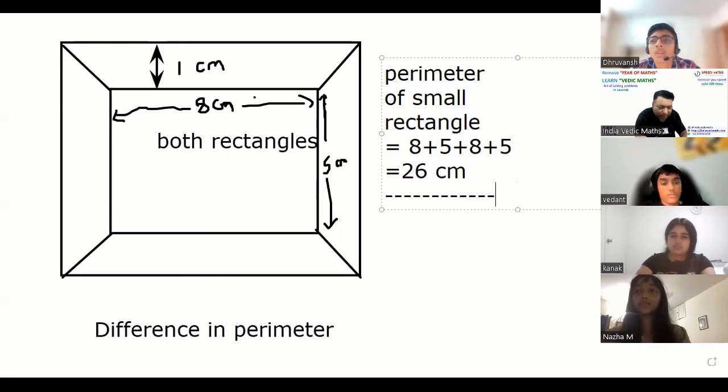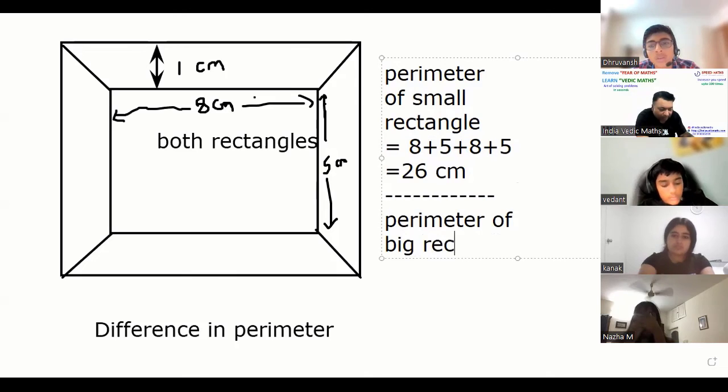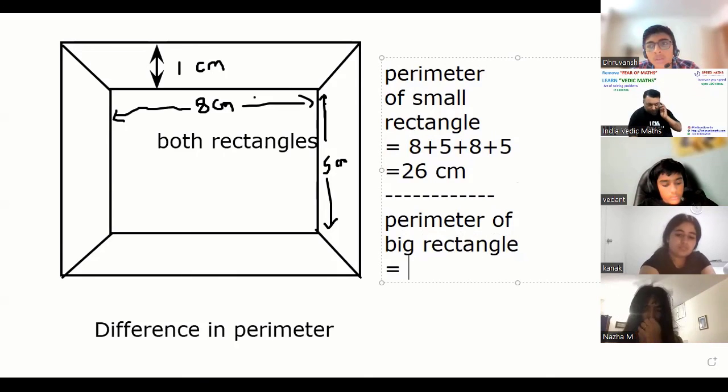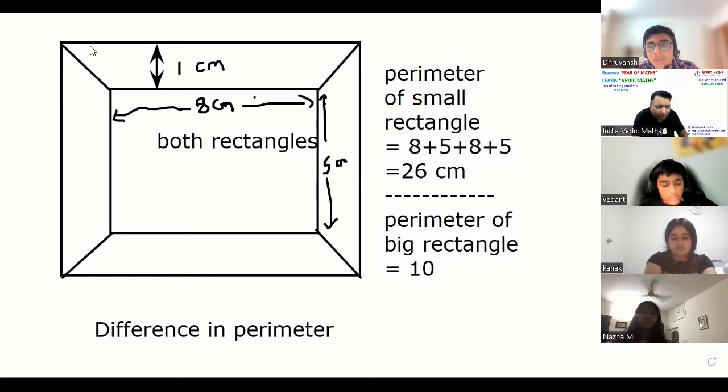Nishita, if you have to find out the perimeter of the bigger rectangle, what is the length of the bigger side? The bigger side is 10, sir. Why 10? Everybody, explain, Nishita. Because the width on both sides is 1 centimeter, on both sides it will be 1 centimeter. Correct. Understood everybody what she said?